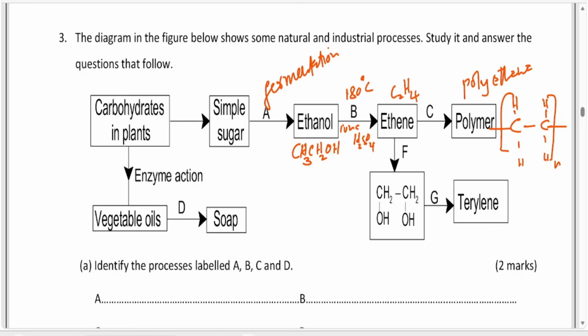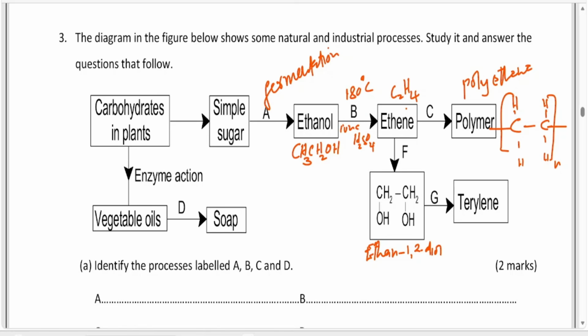Then ethene on this side at this point also undergoes another process that leads to formation of another product, and this product is what we call ethane 1,2-diol. We have ethene being converted to ethane 1,2-diol, and you can see it has two OH groups, so we call it ethane 1,2-diol.